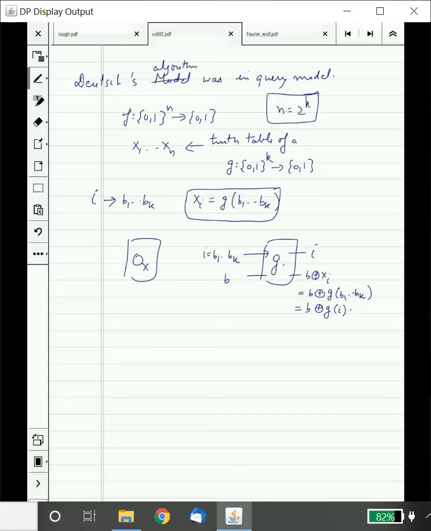These are various ways to understand the query model. I can view my input as a description of a function itself, and then I want to compute a property of the function. Or you can say, like we said at the start of this lecture, that I just want to compute a function from {0,1}^n to {0,1}. Now remembering this, in the next video, we will generalize Deutsch's algorithm to the Deutsch-Jozsa algorithm and show a separation in the query model.